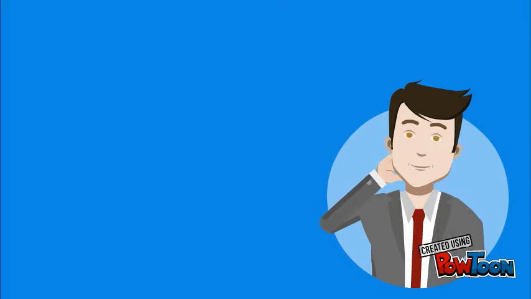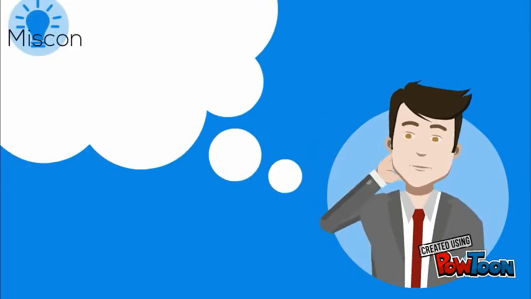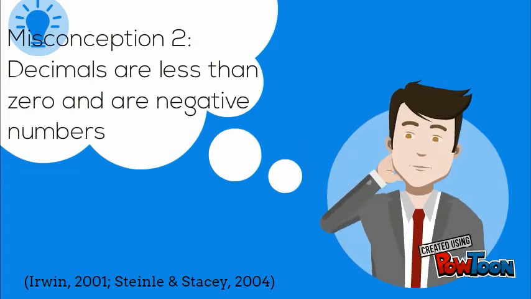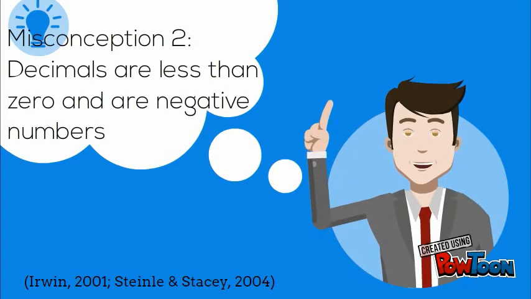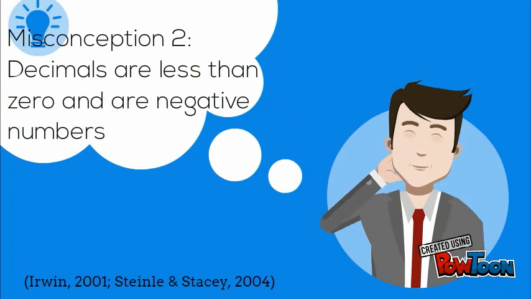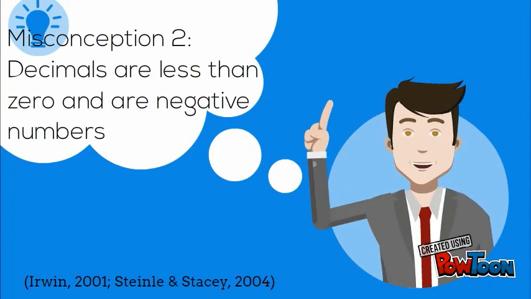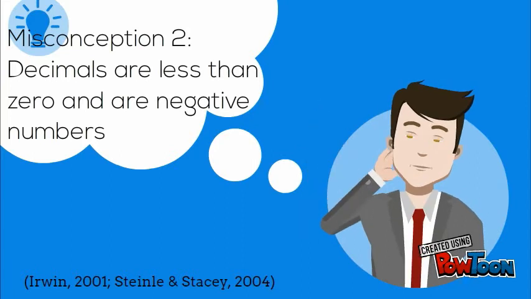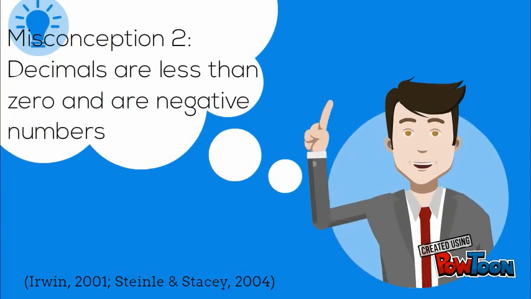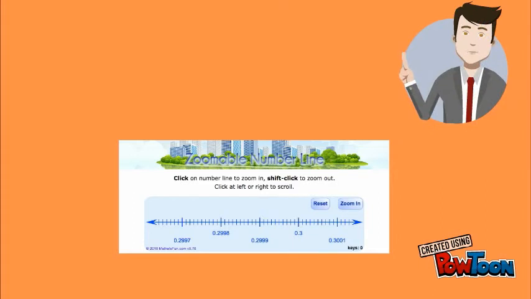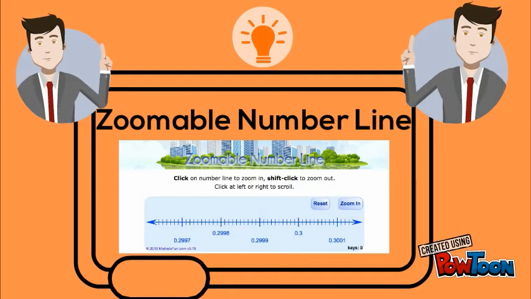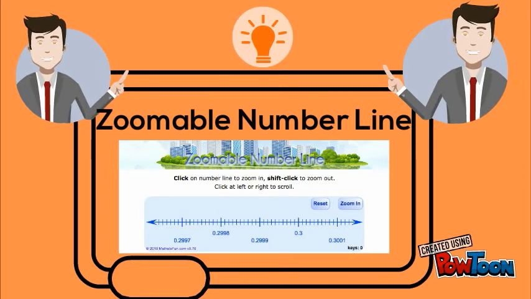Another common misconception is that decimals are less than 0 and negative numbers. This arises from students' incomplete understandings of place value with decimals, as they confuse the symmetric place value names around the ones column with the positive and negative parts of the number line, which are symmetric around 0. You can use dynamic representations such as the zoomable number line, which allows you to illustrate that the length of a number is not indicative of its size, rather the place value determines it.